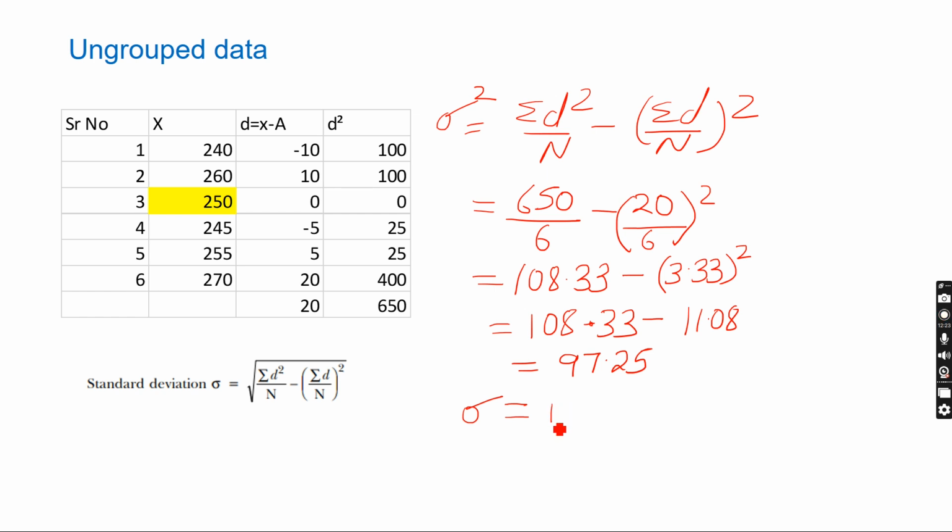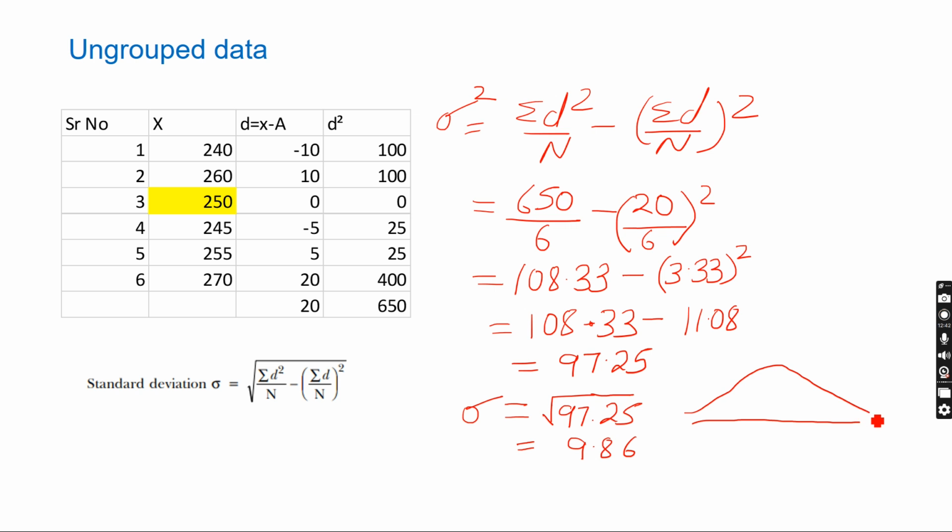When we take the square root of the variance, that is sigma square, we get sigma, and the square root of 97.25 comes to 9.86.